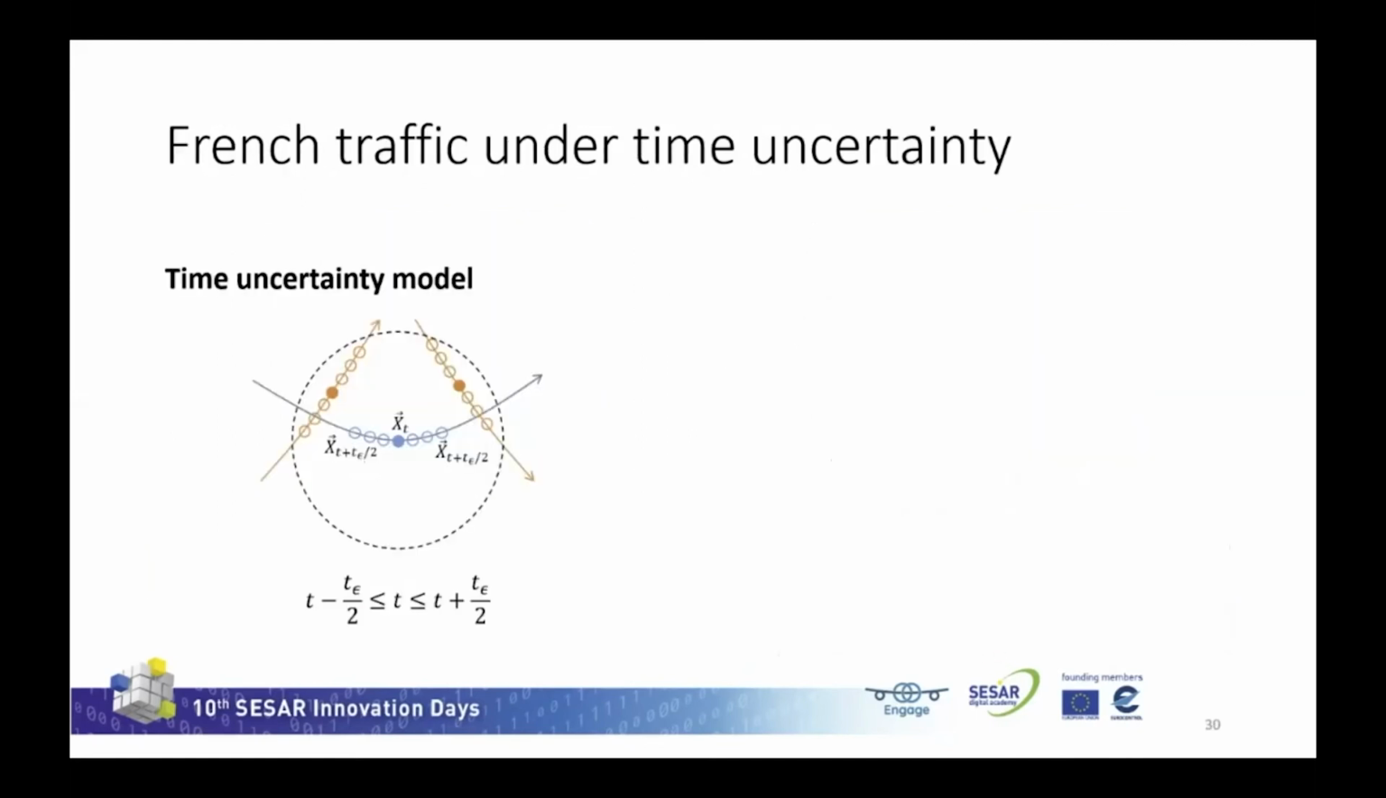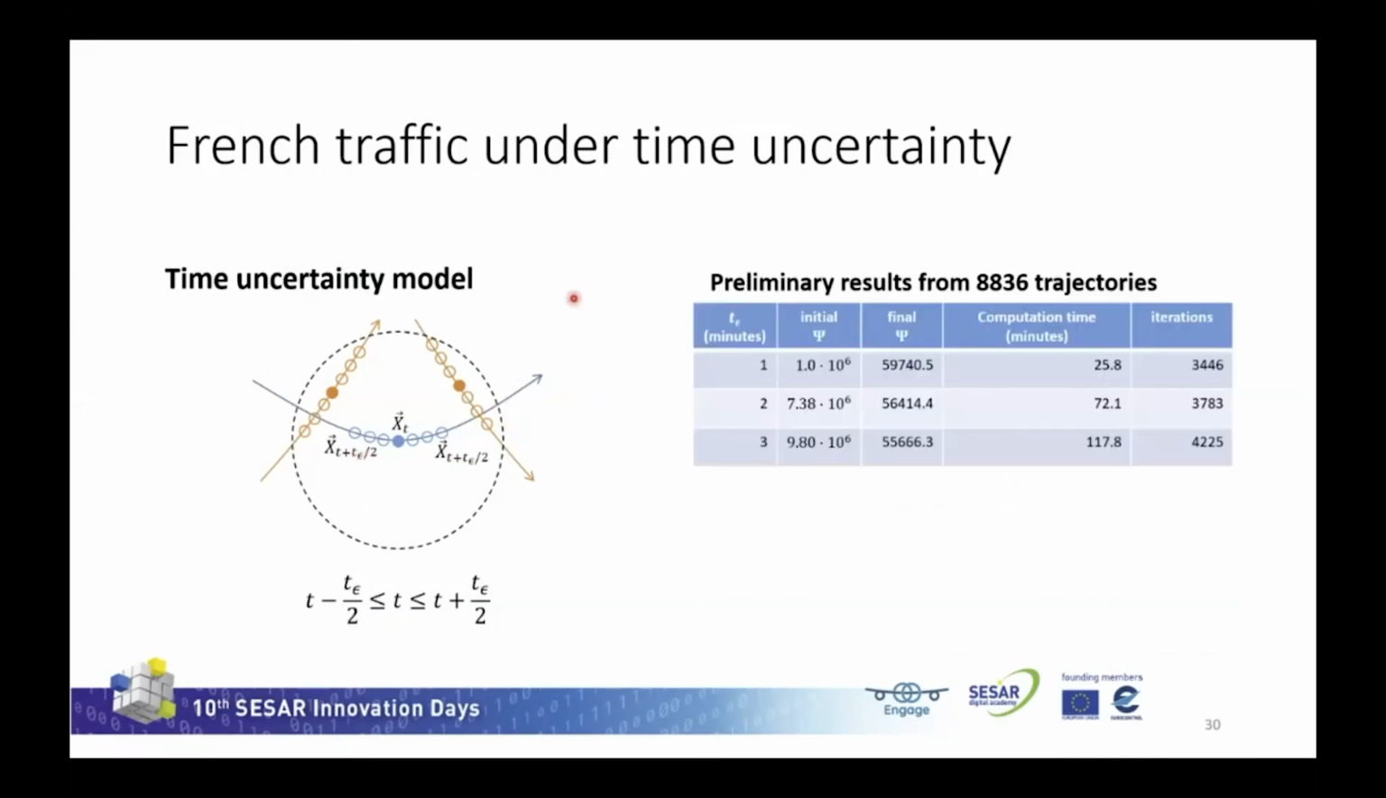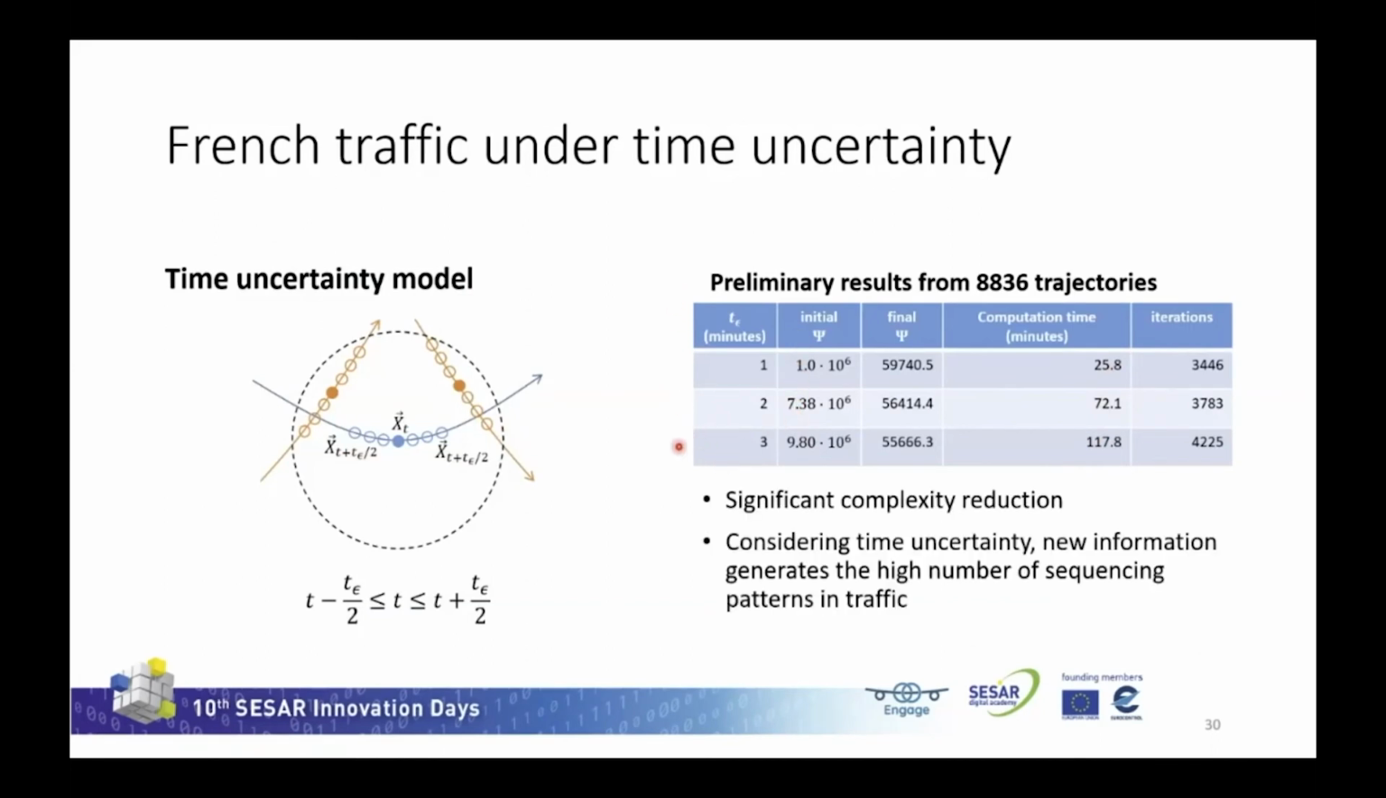The last one, we consider time uncertainty, which can be induced by network problems, passenger delays, or unknown situations at the airport. Not only the observation at actual time, we also include the observation at adjacent time for the complexity calculation. This table reports the final results from structuring the French traffic, considering time uncertainty. Of course, it consumes more computation time and the initial complexity is higher when we increase the uncertainty in time. But we found a significant decrease in final complexity. When we consider time uncertainty, more information produces a higher number of sequencing patterns that can lower the overall complexity.